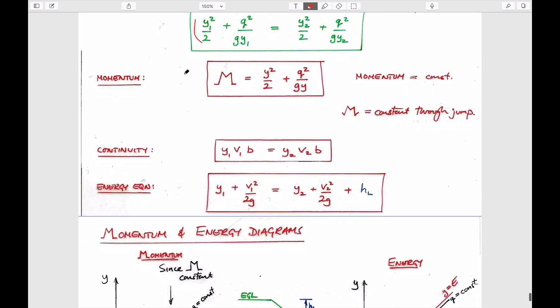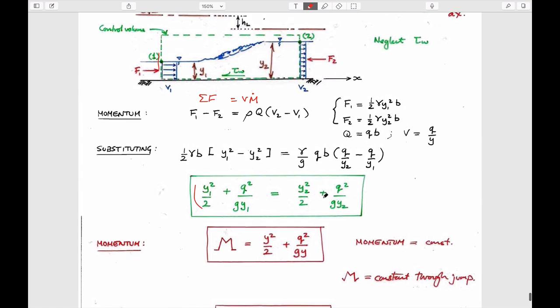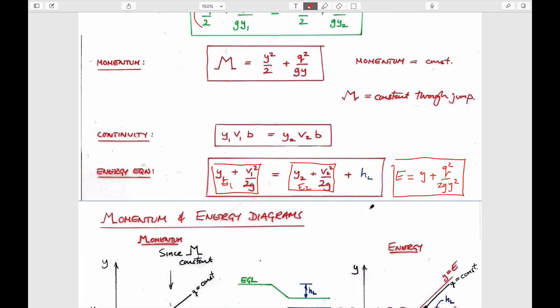And so if we use these, you see that the energy equation, this is basically energy is equal to y plus q squared over 2gy squared. It's what we've been talking about today, right? And so this term is E1. This term is E2. We've thrown away z, the elevation change, because it's a flat bed, but that's what this term is. This is the viscous term.